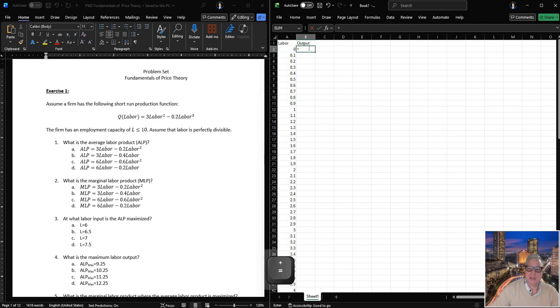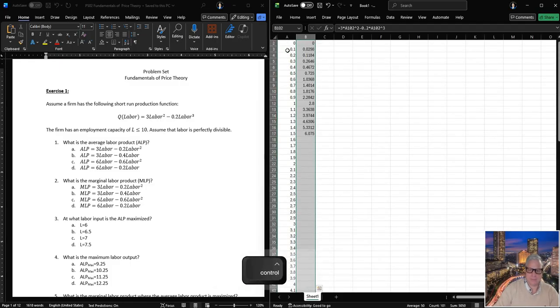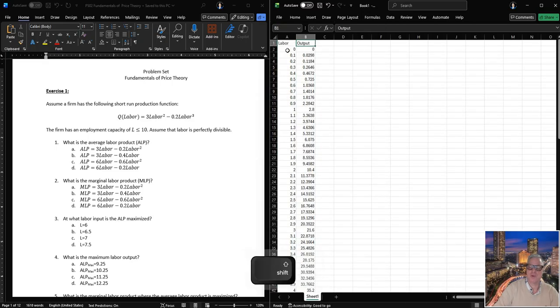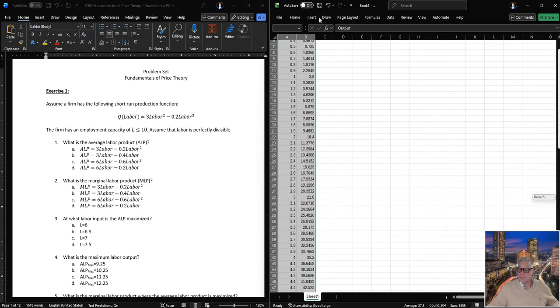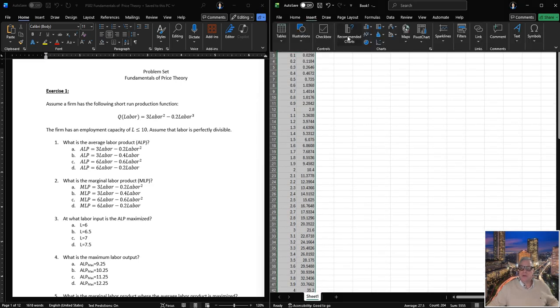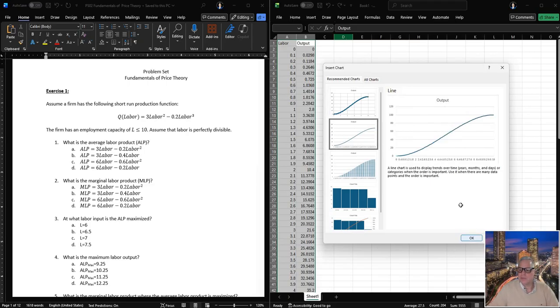So the formula is equal to 3 times labor, which we pick up from here, squared, minus 0.2 times labor raised to the third power, cubed. And now we can copy down that formula. You can copy down with Control D. And let's take a look at what that curve looks like. So let's insert recommended chart, and then let's take this one.